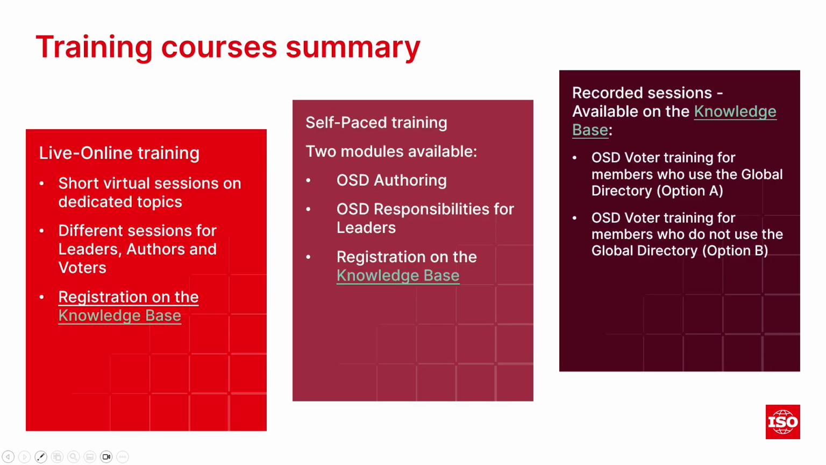As a quick summary, these are our training courses available. So again, we've got live online training. These are our Skill Bite sessions. They're 45 minutes to an hour long and cover different topics for leaders, authors, and voters. Our self-paced training has two modules available for OSD authors and OSD leaders. Registration again on the knowledge base, as well as recorded sessions. So these are available for our voter training for option A and voter training for option B. Again, this can be found on the ISO Help Desk knowledge base.